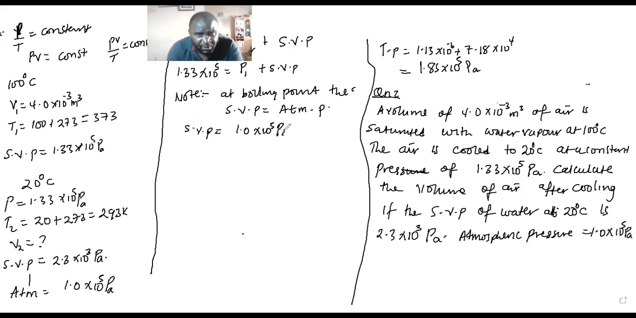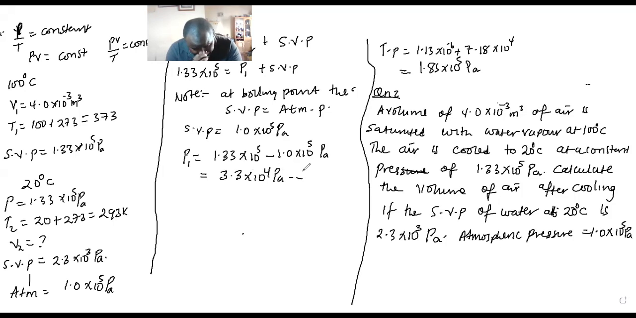So therefore, we now have our SVP as atmospheric pressure, which is 1.0 times 10 to the power 5 pascals. Therefore, pressure of the air P1 can be got from 1.33 times 10 to the power 5 minus 1.0 times 10 to the power 5 pascals. And the answer is going to be what? When you subtract these two, what do you get? 3.3 exponent 4 pascals. So that is the pressure of the air in the first case.